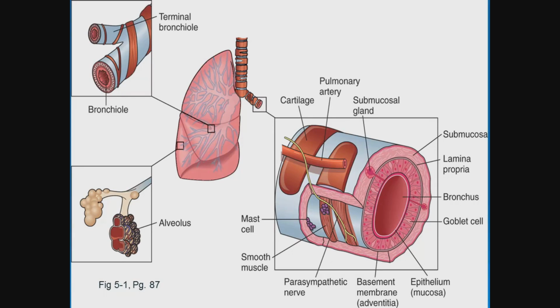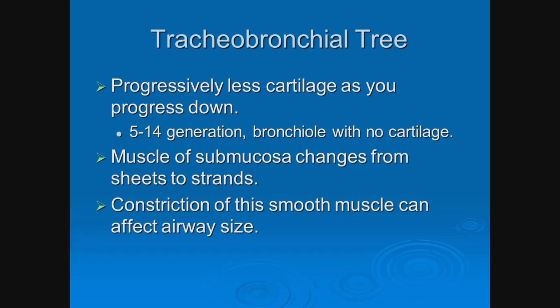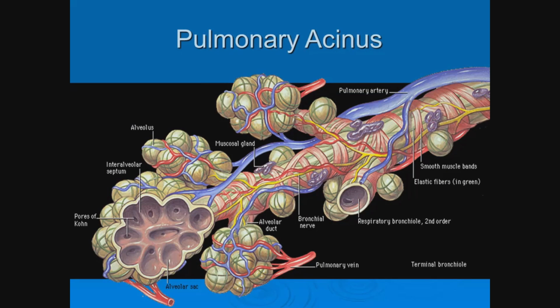Here we can see our submucosal level with the bronchial glands. Goblet cells are located in the epithelial layer, that mucosal layer on the top, or the innermost. And within the submucosal layer, there's also the smooth muscle and the capillary network. As we go down, there's less and less cartilage. Beyond the 5th generation, we start having bronchioles present. And then the musculature is not so much sheets as just strands. So when that muscle constricts, the caliber of the airway significantly changes. And this picture shows the smooth muscle being less and less prominent as you get further and further down.